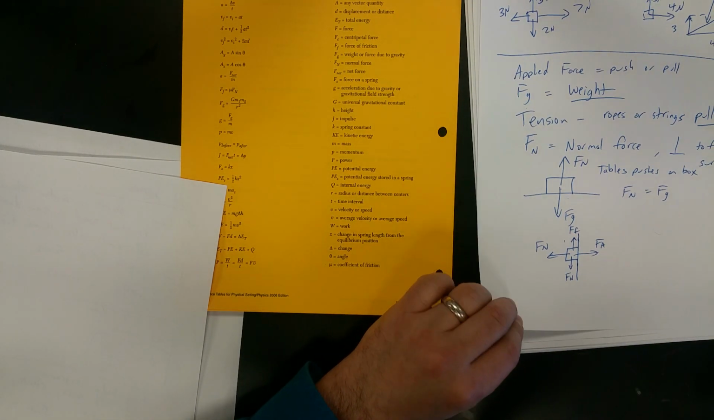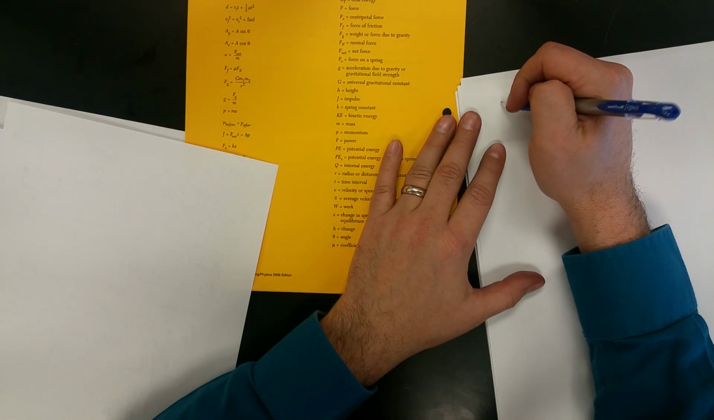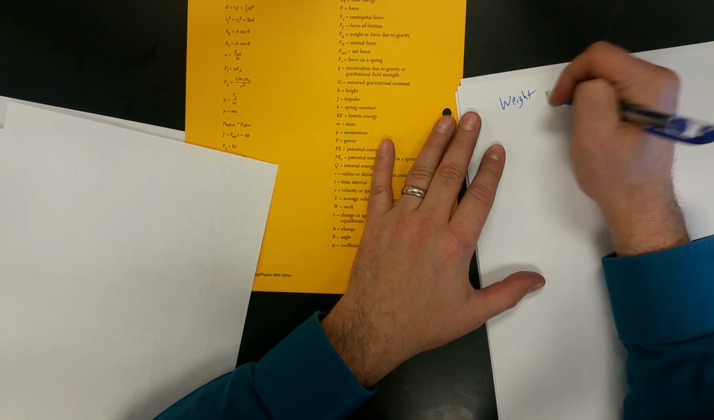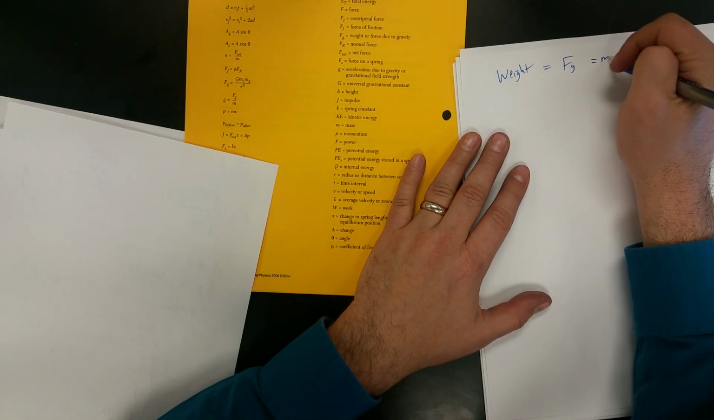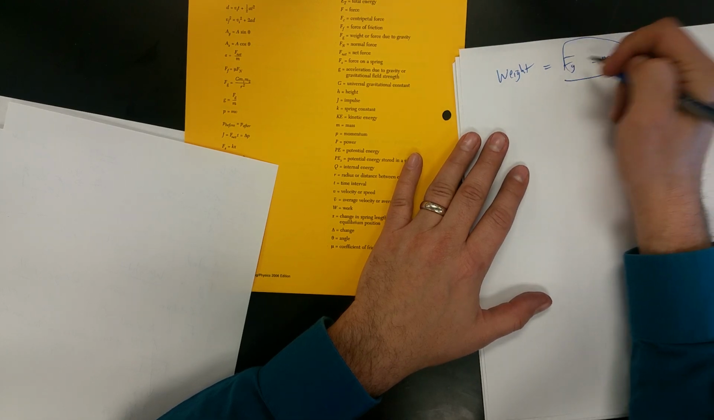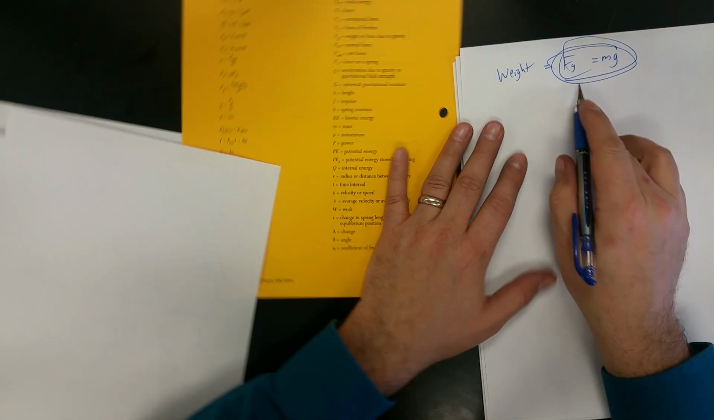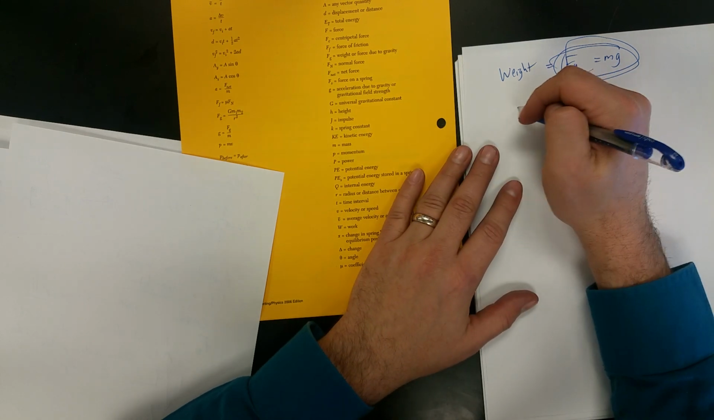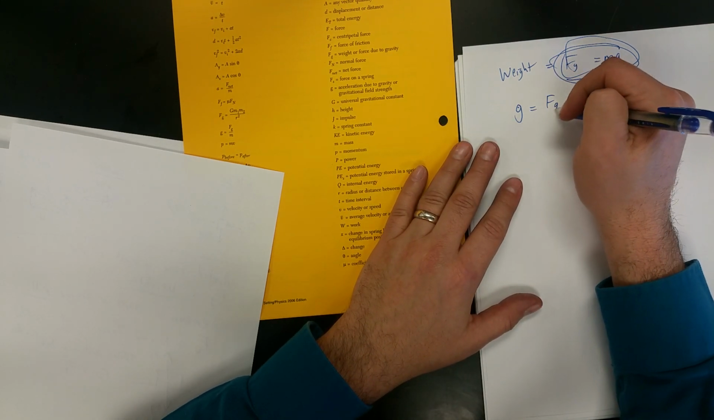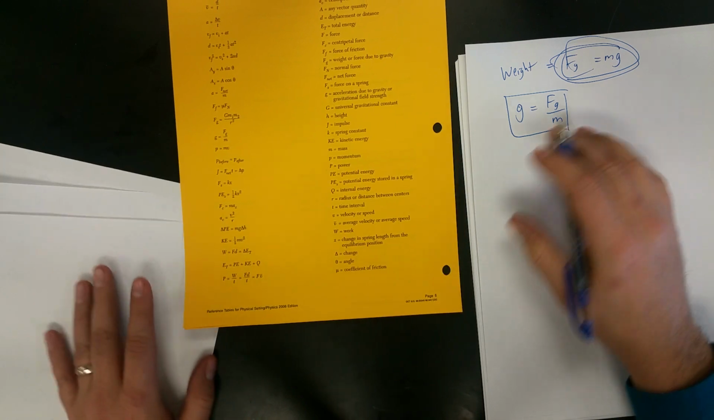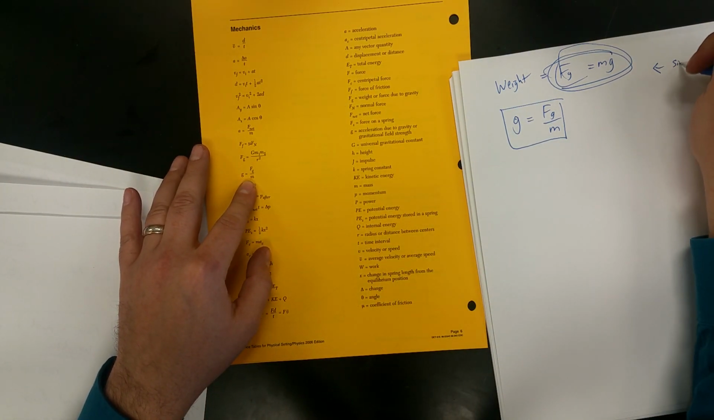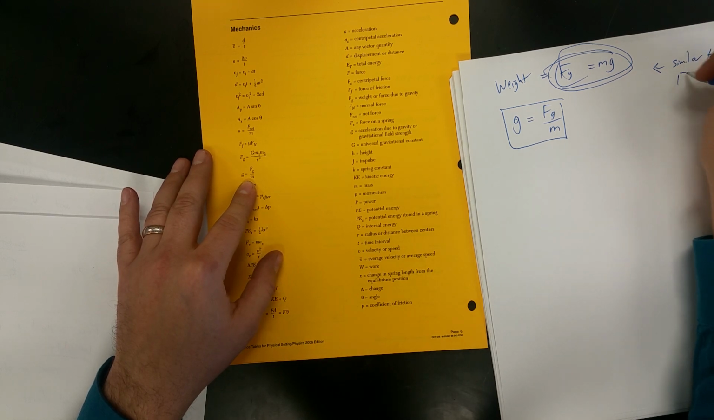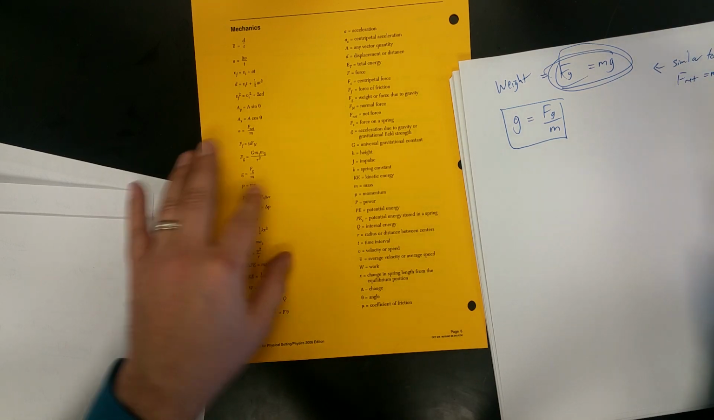I'm going to talk more about some of these in a little bit, but let's talk right now about weight, which is F sub g, force of gravity. And we can say this is equal to mg. You really, really, really need to know this. You should know this by now. You can also write it as g equals F sub g over m, and that is the equation that you will see here, g equals F sub g over m. And you'll notice this is similar to net force is equal to ma, but they're different.